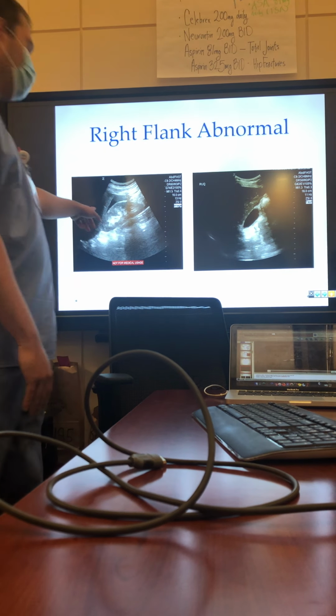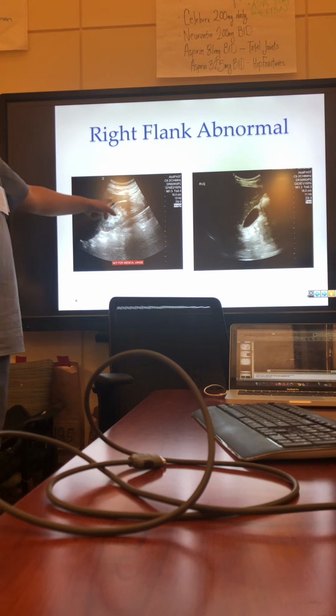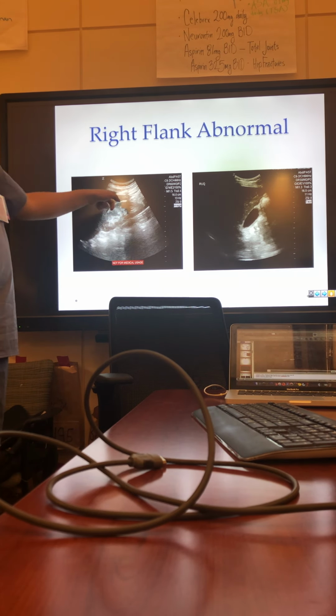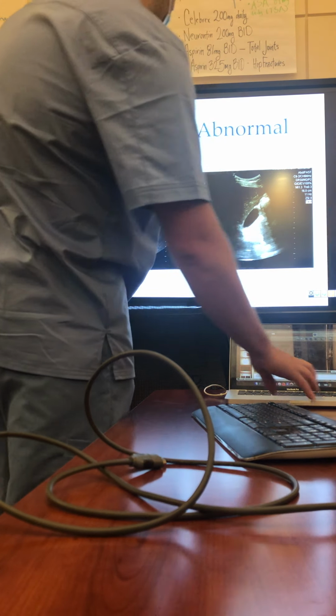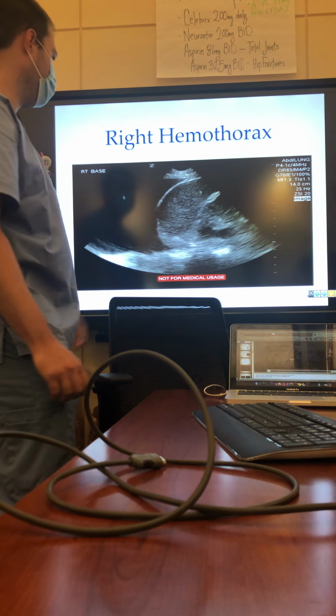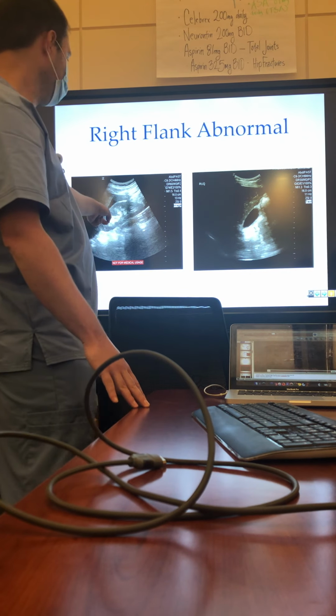I'll just point this one out because this one you don't necessarily need the clip for. So again, you have your kidney here, right? Liver is here, and now you see this anechoic area in between the liver and the kidney in Morrison's. So this is a positive FAST right here. This is in Morrison's, yeah. It's extending into the tip of the liver as well. You see that?